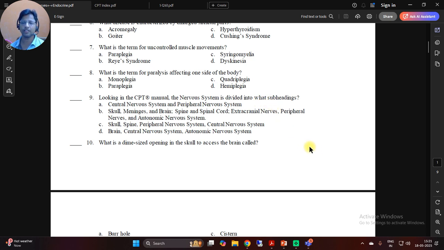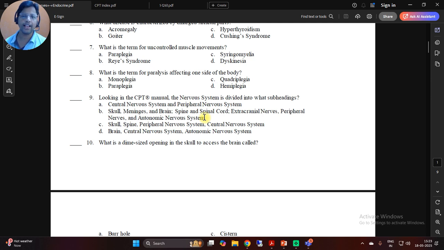See your CPT book and answer. You need to check what are the subsections used in the nervous system chapter. So here our answer is B, skull, meninges and brain. Then we have spine and spinal cord. Next extracranial nerves. Next peripheral nerves and autonomic nervous system.